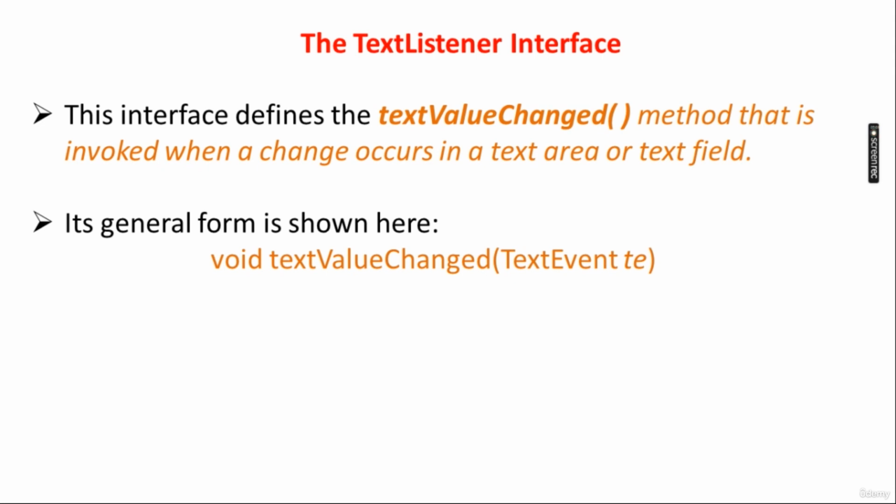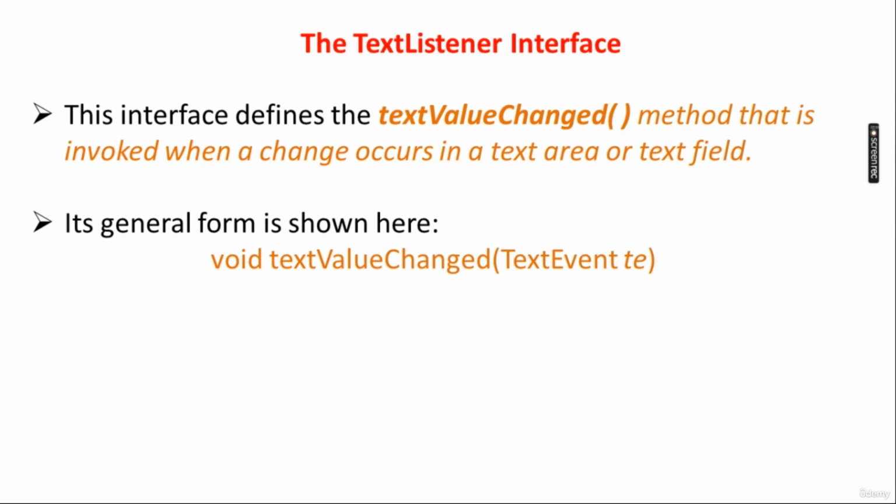The TextListener interface. This interface defines textValueChanged, which is invoked when a change occurs in the text area or text field that we have already seen. Text that is already contained, that is the default text when the graphical user interface is first loaded on screen, is not considered a text event or TextListener event.